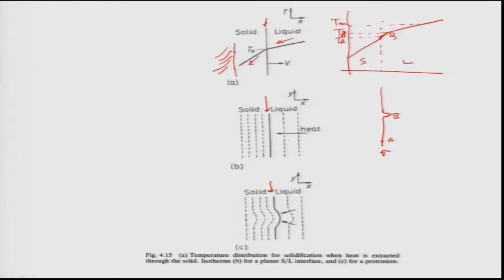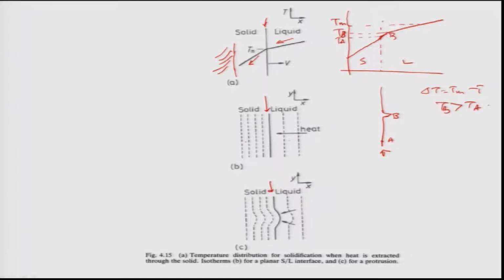We can clearly see the temperature of B is higher than the temperature of point A. That means the total undercooling, delta T, is nothing but Tm minus the temperature T. For B it is Tm minus Tb, for A it is Tm minus Ta, and Ta is lower than Tb. So, therefore, undercooling at A is higher than undercooling at B, because Tb is higher than Ta and undercooling is low.